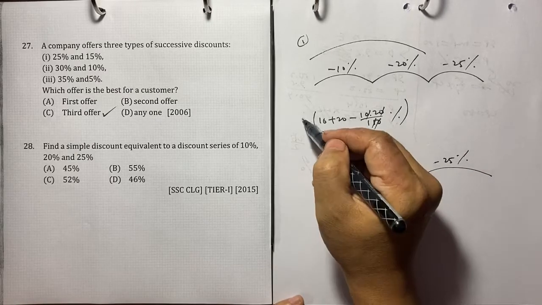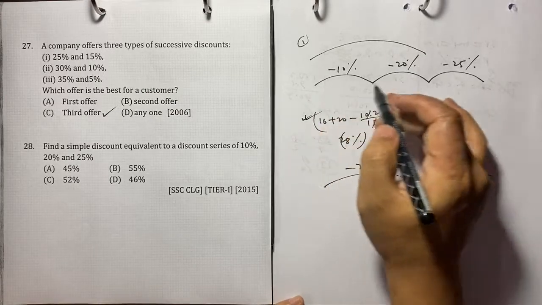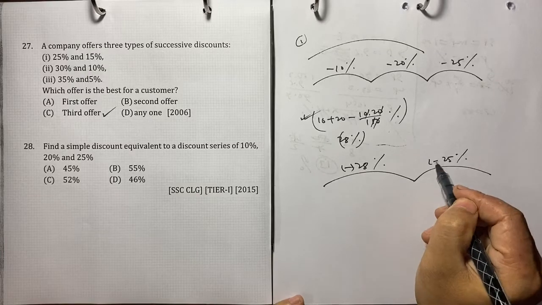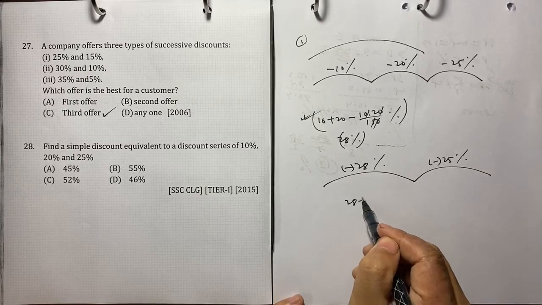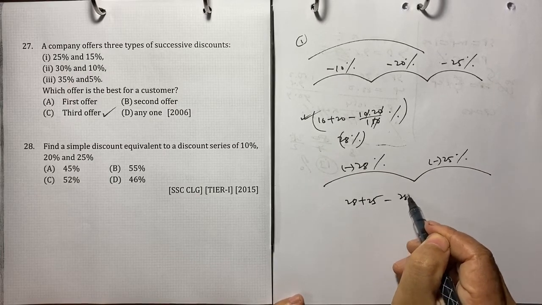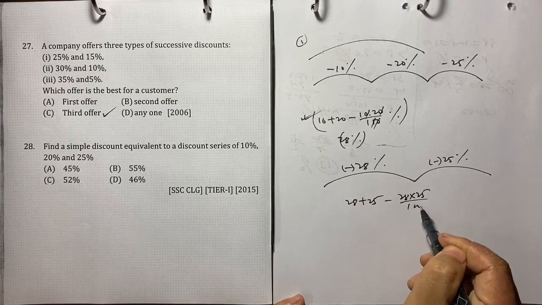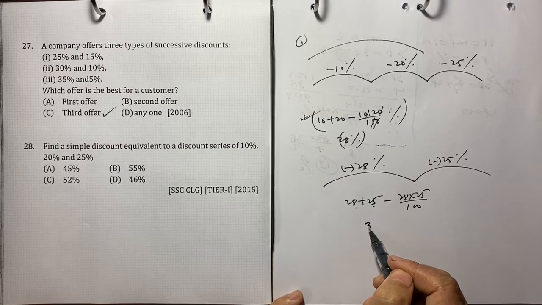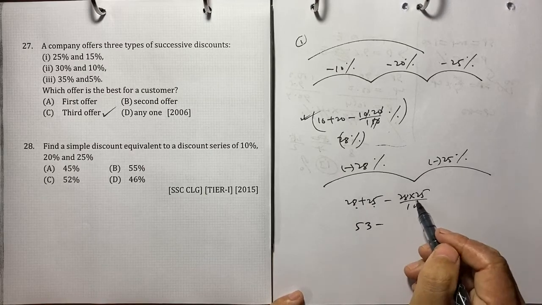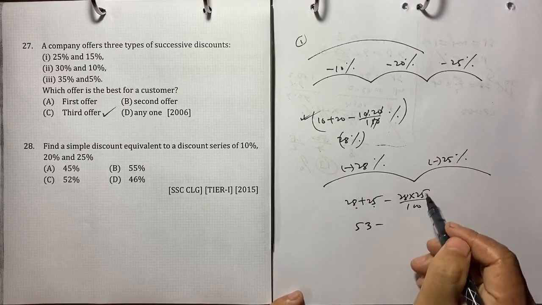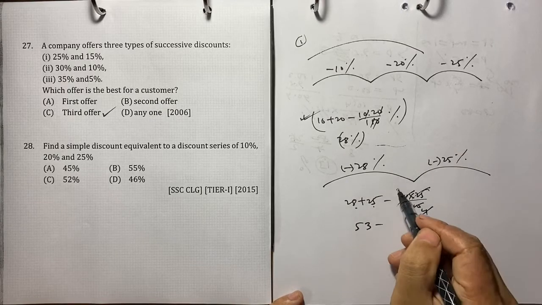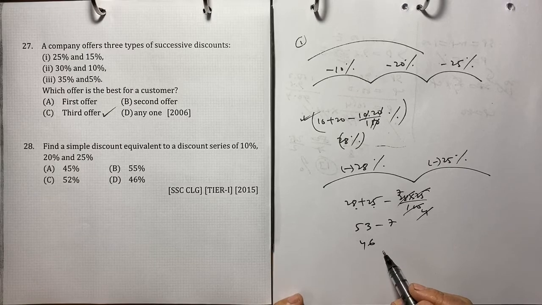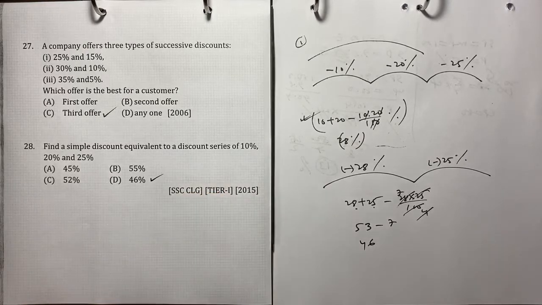Using the same formula, the discount is 28 plus 25 minus 28 into 25 divided by 100. So this will be 53 minus 7, it will be 46. So the answer will be 46%.